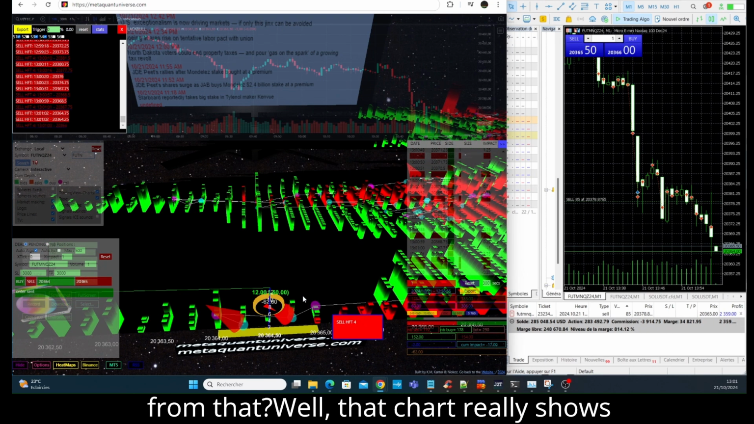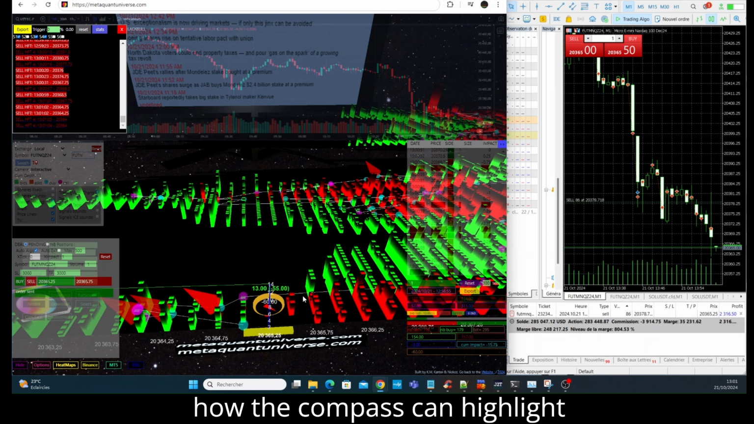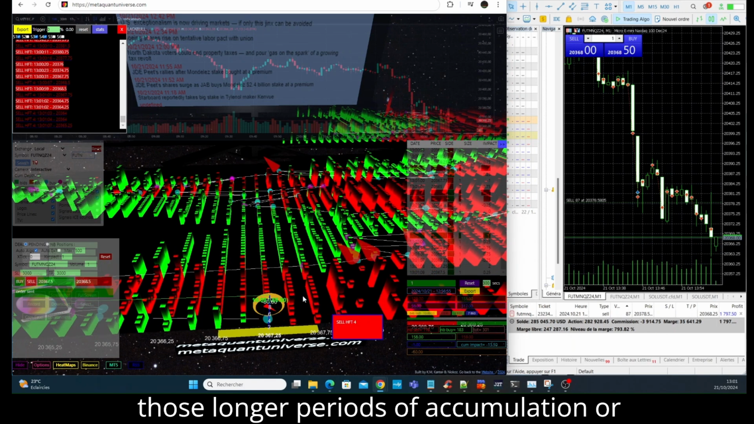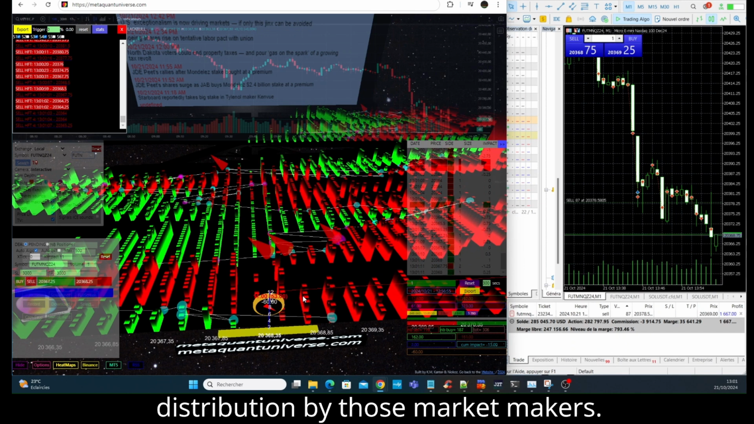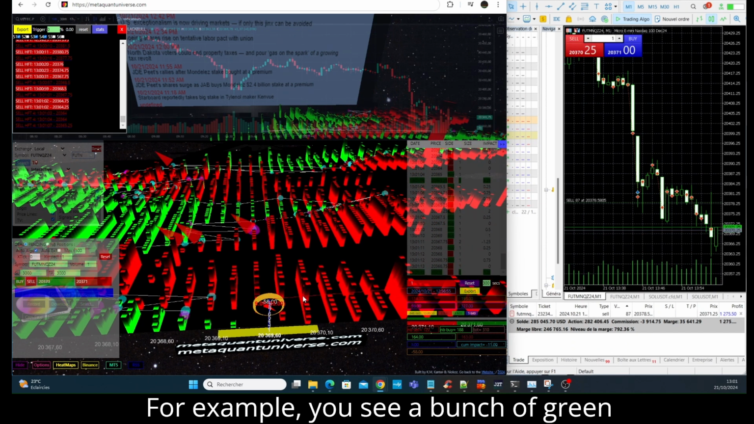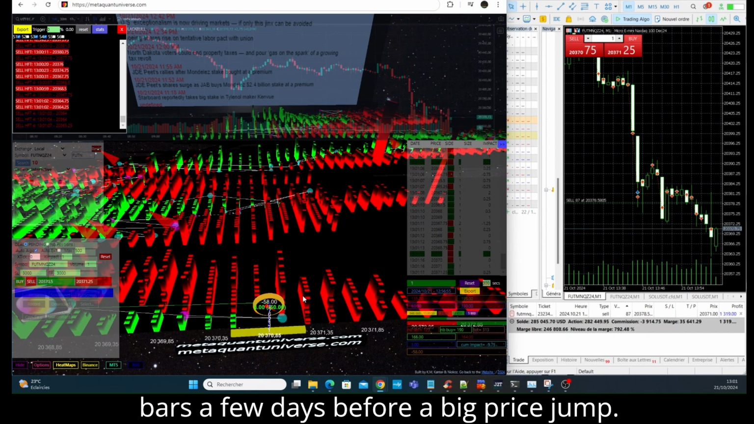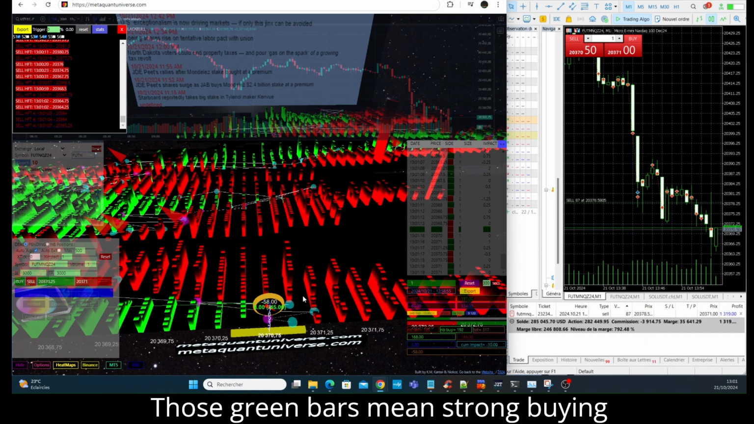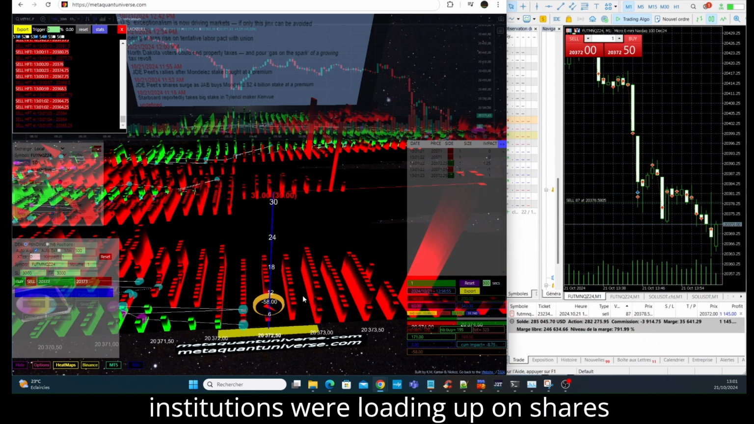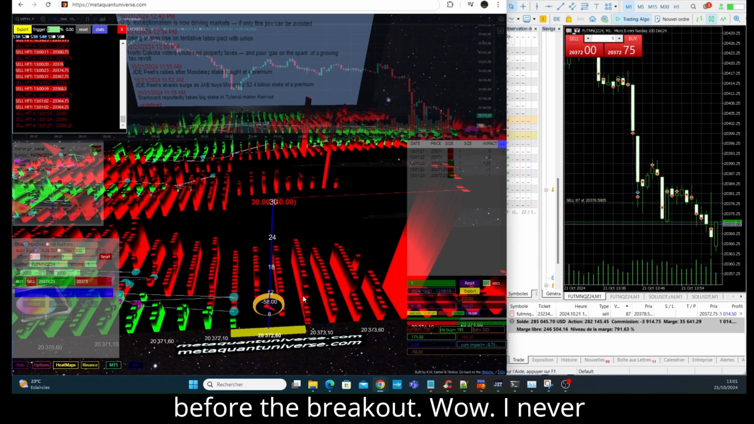Well, that chart really shows how the compass can highlight those longer periods of accumulation or distribution by those market makers. For example, you see a bunch of green bars a few days before a big price jump. Those green bars mean strong buying pressure. So it looks like the institutions were loading up on shares before the breakout.